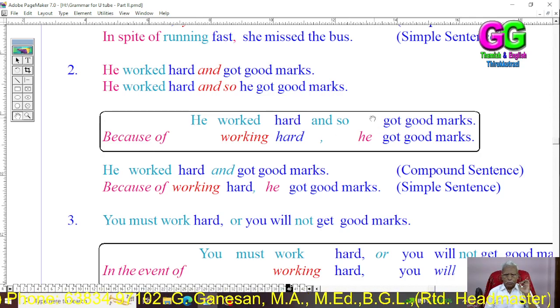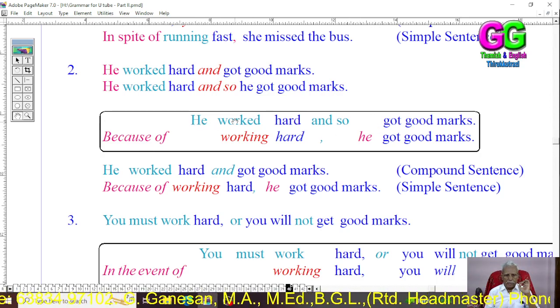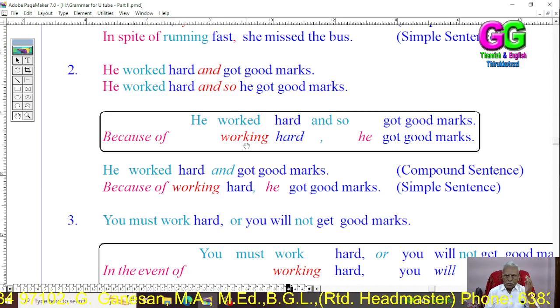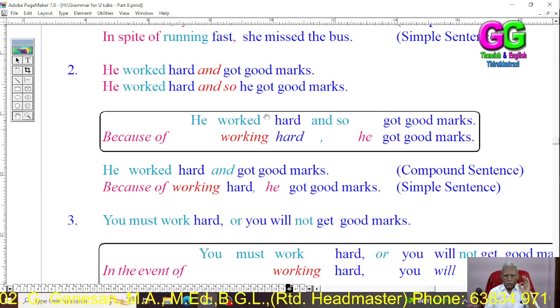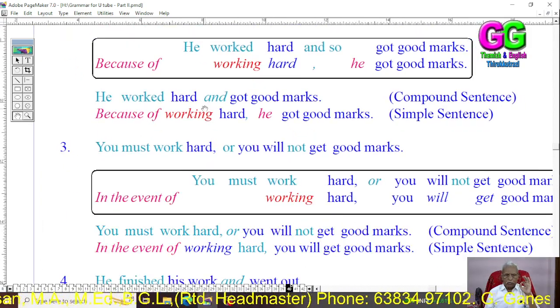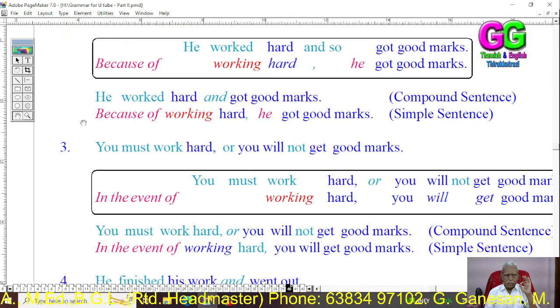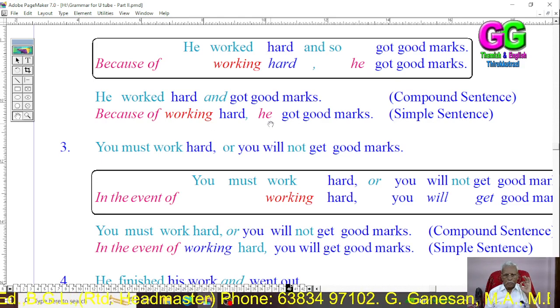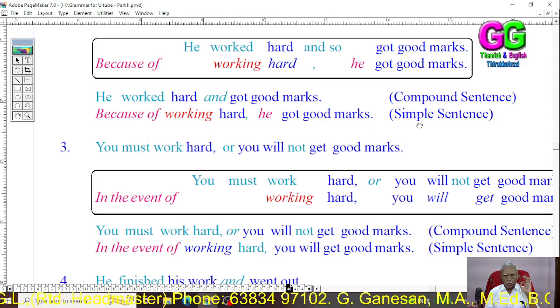The subject in both the sentences is the same, so "he" is dropped. "Worked" is reduced into "working", and "and so" is removed. And there is no subject here, so "he" is brought here. He worked hard and got good marks. Because of working hard, he got good marks. Compound or simple.